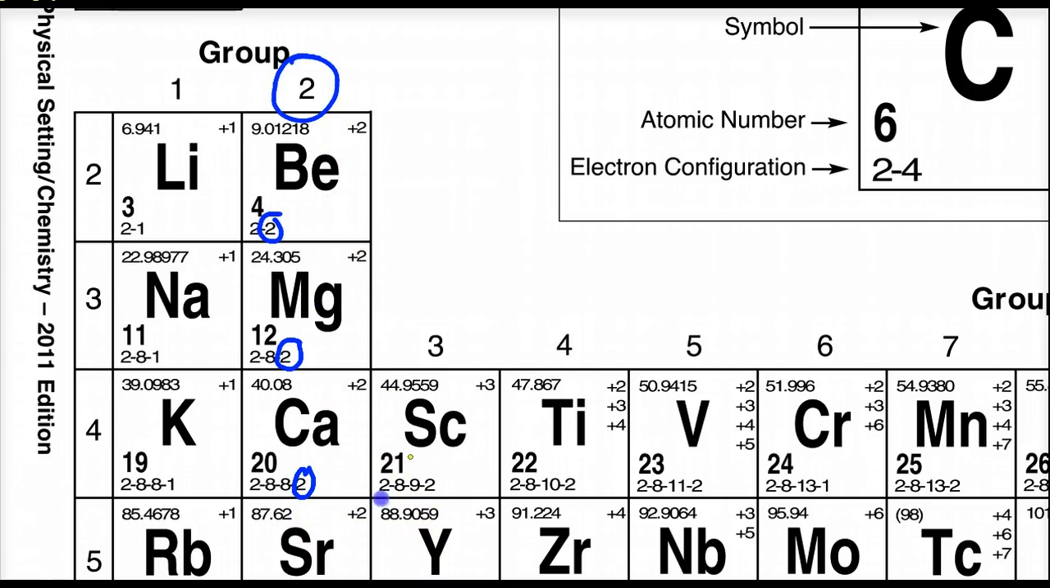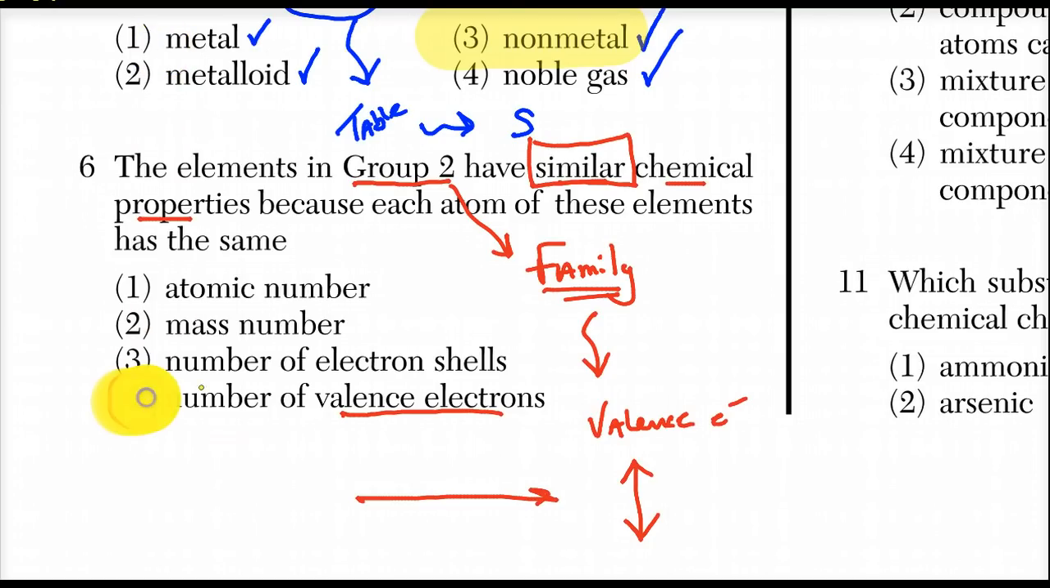So clearly, they're all related by the way that they react chemically, which is they all like to lose 2 electrons to become stable. And they deal with these valence electrons. So same group, same family. Now we have some family names, of course. This is the alkali metals, alkaline earth metals. But same family, same number of valence electrons gives it the similar property. So clearly number 6 is 4, number of valence electrons. 6 is 4.